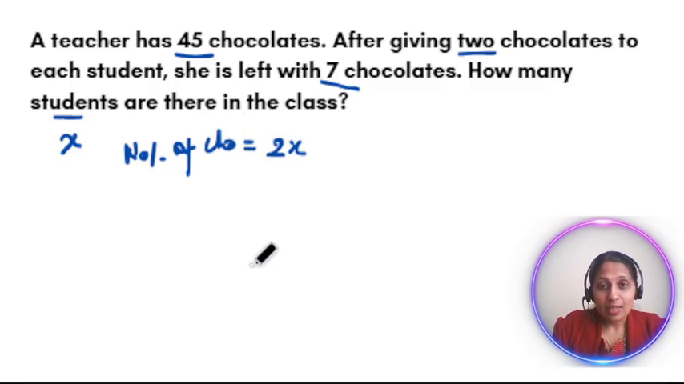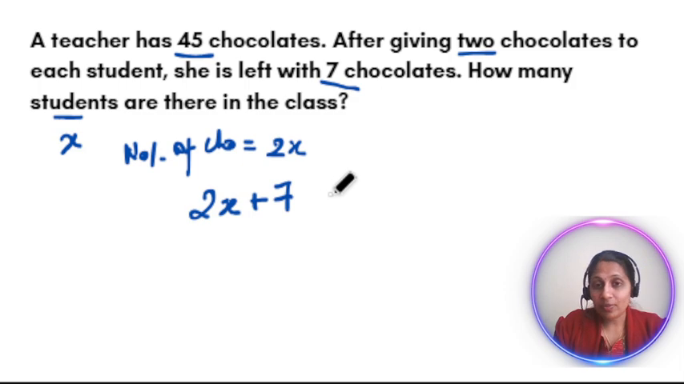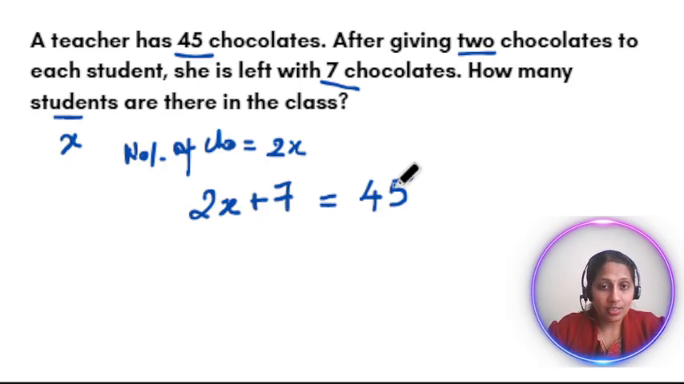And after giving each one 2 chocolates, she is still left with 7 chocolates. So 2x chocolates are distributed, plus she has 7 more chocolates. If you add whatever is given and whatever is left over, it should give you 45, because that is the total number of chocolates that she had.